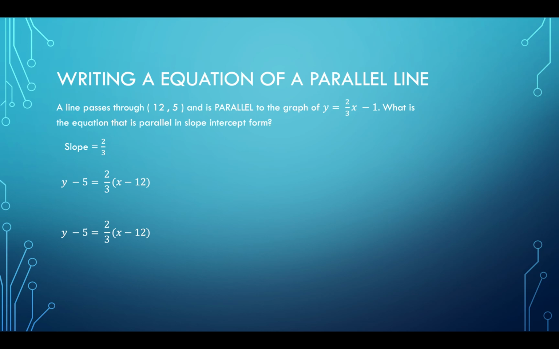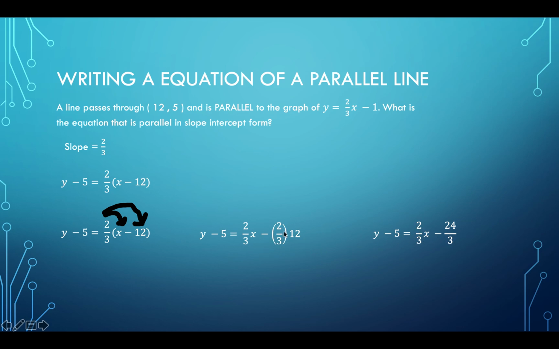Once we do that, the next step is, because we have 2/3 times, in parentheses, x minus 12, what we're going to do with this 2/3 is distribute it. So we're going to do 2/3 times x and then 2/3 times negative 12. When we go ahead and do that, we get y minus 5 is equal to 2/3 x minus 2/3 times 12. And then we go ahead and multiply that out. So we're left with y minus 5 is equal to 2/3 x.